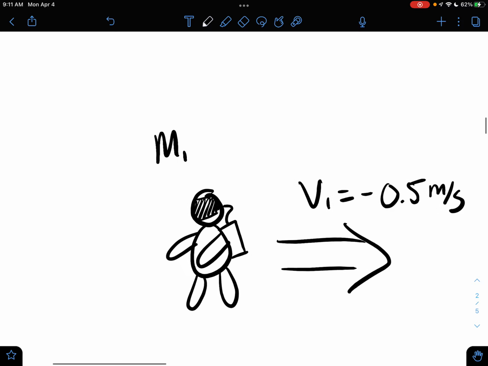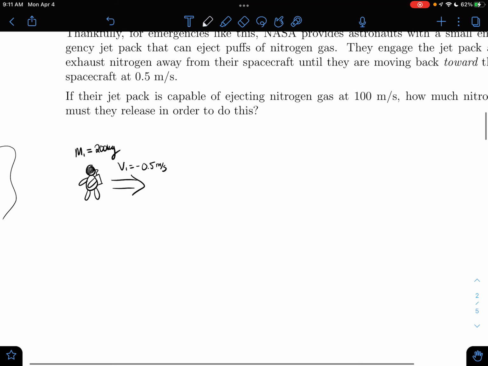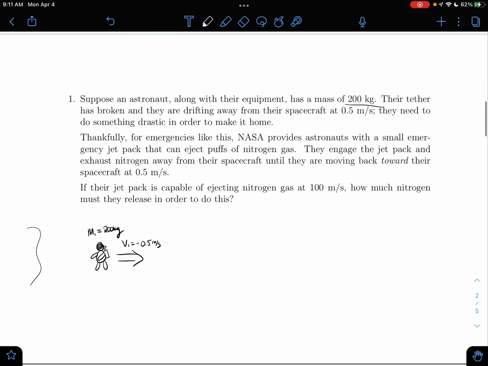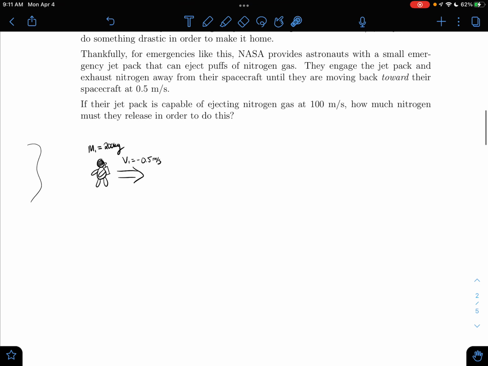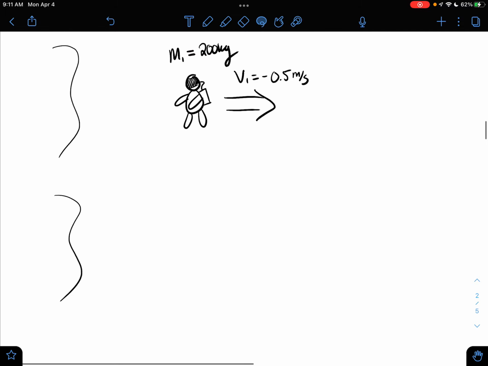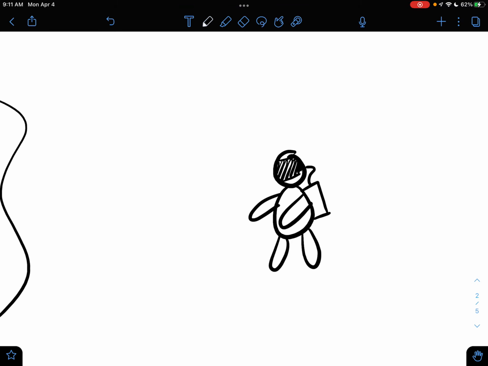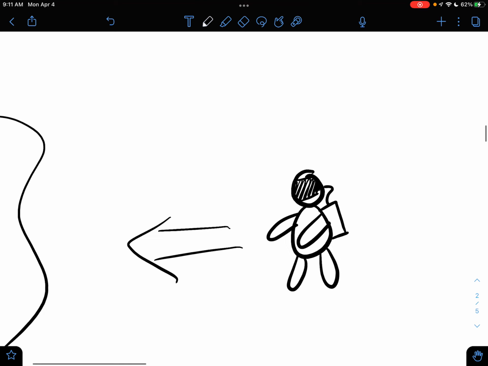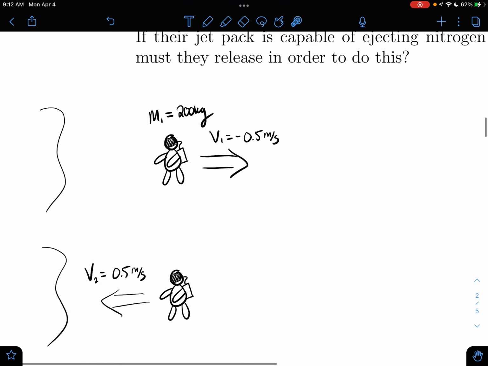We'll call that M1. This is the first thing that's happening. That's our 200 kilograms. And we're drifting away, and now we have to try to use our jetpack to move back towards our spaceship. So our second state, after we've ejected our nitrogen, we are now moving towards the spaceship with positive 0.5 meters per second. I'm going to call that V2. Since I called the other direction negative, I'm calling this positive because velocity is a vector.